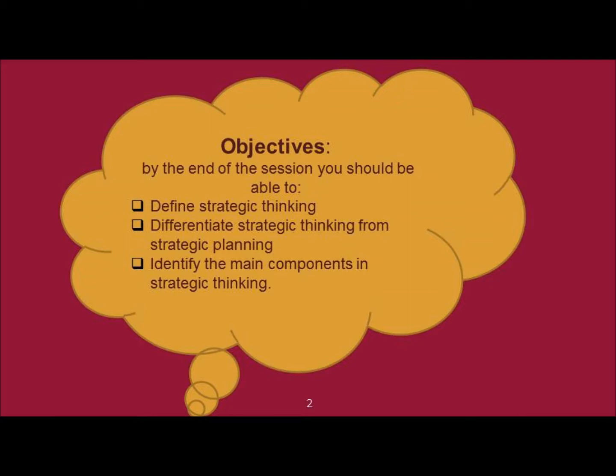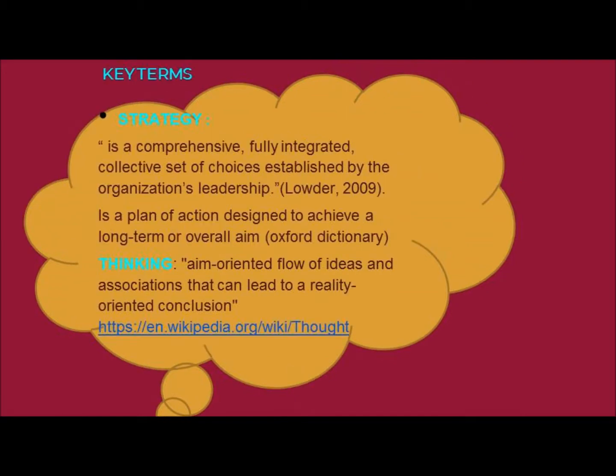In order to understand this term clearly, it is important for us to understand the two terms that make up the word strategic thinking. Strategy is a comprehensive, fully integrated collective set of choices established by the organization's leadership. In other words, it is a plan of action that is designed to achieve a long-term or overall aim. Thinking, on the other hand, is an aim-oriented flow of ideas and associations that can lead to a reality-oriented conclusion.